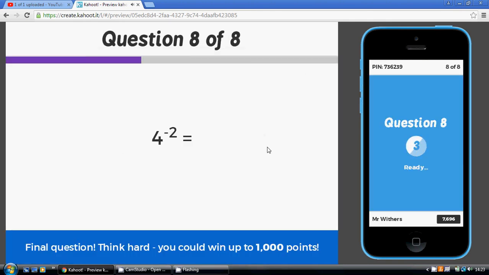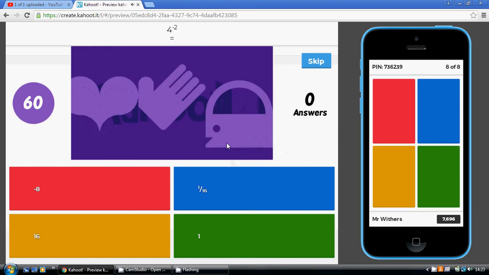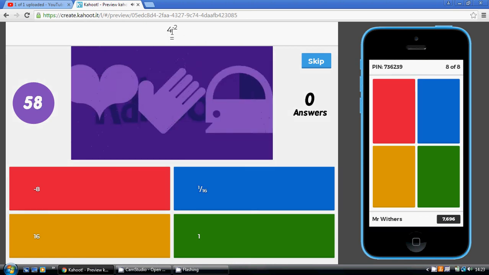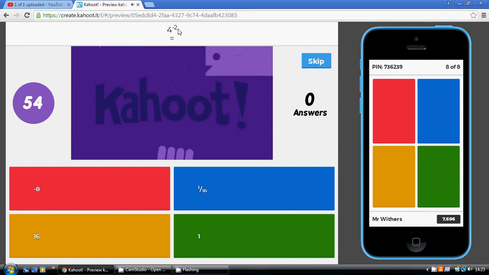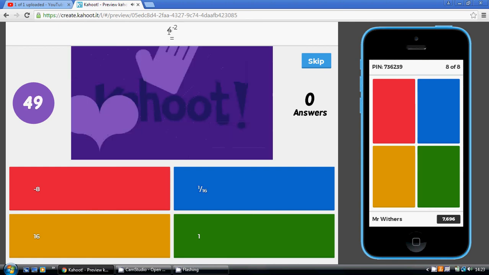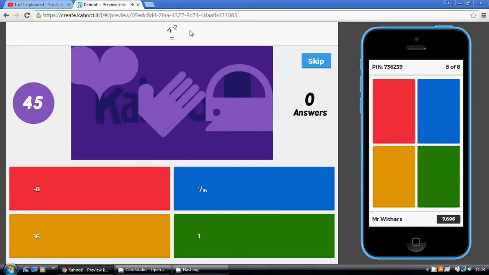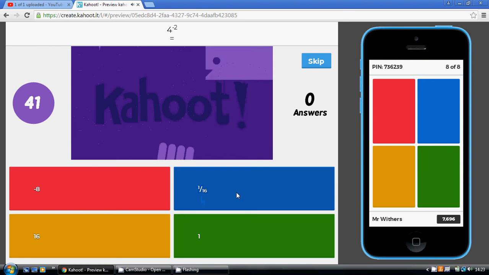Question 8. Now similar thing here. Okay, but you just got to remember, because of the minus, we flip it over. So 4 squared means 4 times 4, which is 16, but it's not 4 squared, it is 4 to the minus 2. So rather than being 16, it is 1 over 16. So 1 over 16 is the answer.